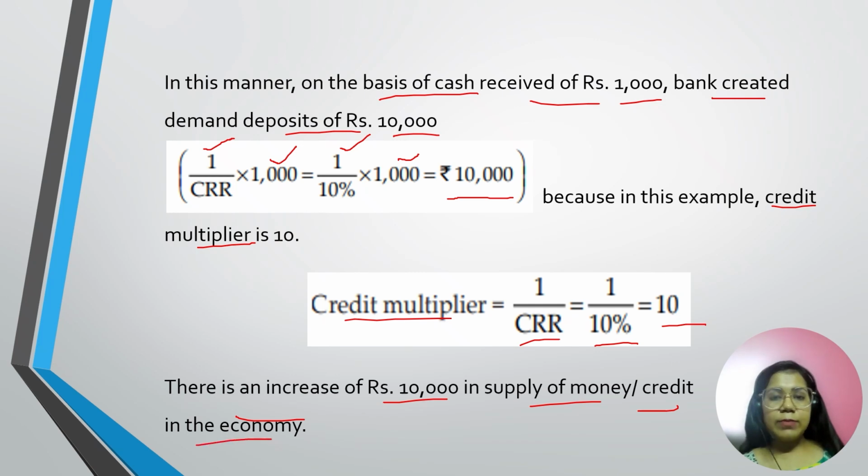So what can we conclude? On an initial increase of 1000 rupees in bank's demand deposit, which was in the form of primary deposit, and on the basis of the assumption that CRR was 10%, the bank's demand deposit, which was the sum of the primary deposits and the sum of the secondary deposits, how much did it increase to? It increased to 10,000 rupees.